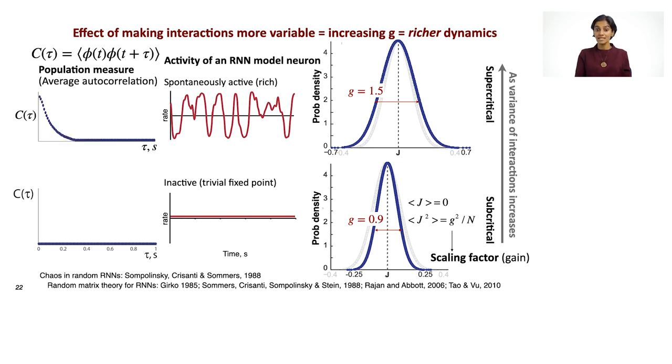Now, in the spontaneously active case, when the network is supercritical or has variable recurrent interactions, the average autocorrelation as a function of the delay has this other interesting shape. It has an initial high variability, and that is indicative of internally generated ongoing activity. And chaos in random recurrent networks was beautifully shown in this paper from 1988 by Sompolinsky, Crisanti, and Sommers. We will return to this measure when we're talking about various regimes.